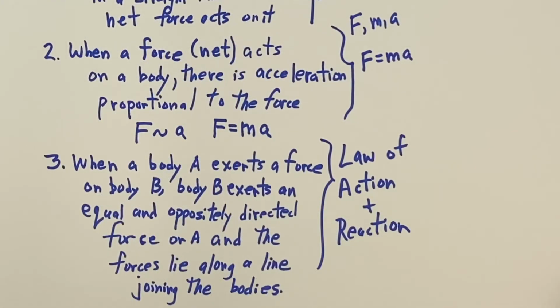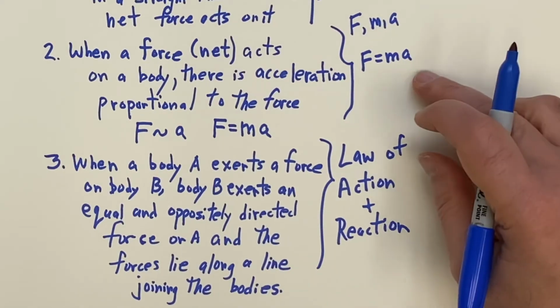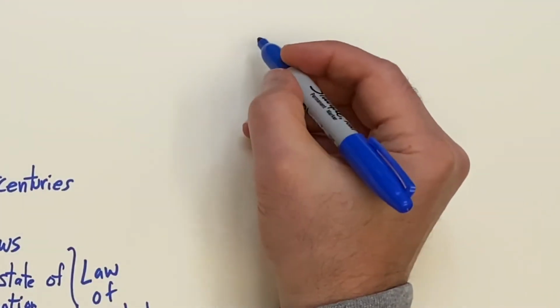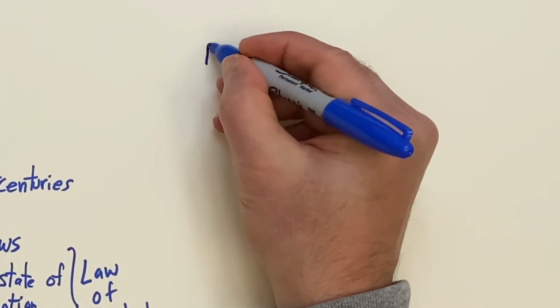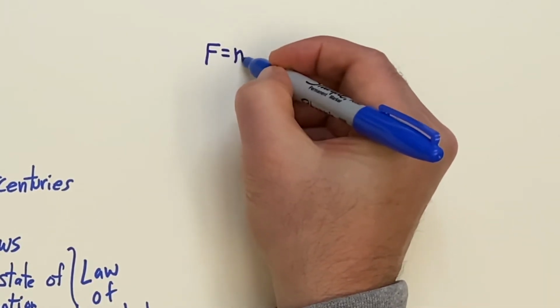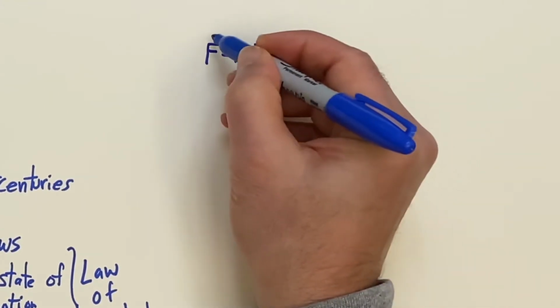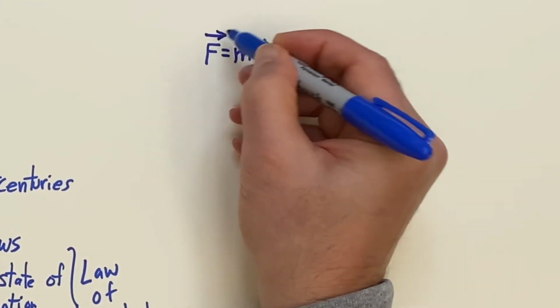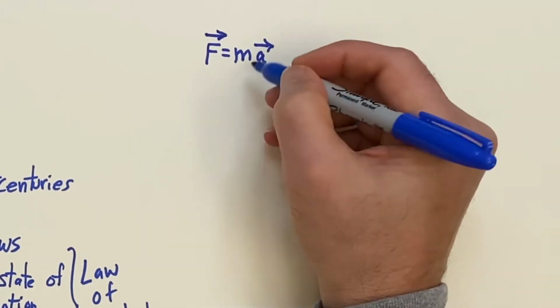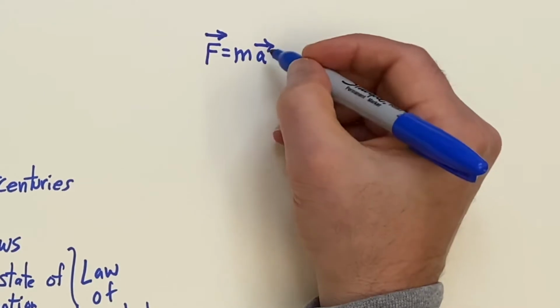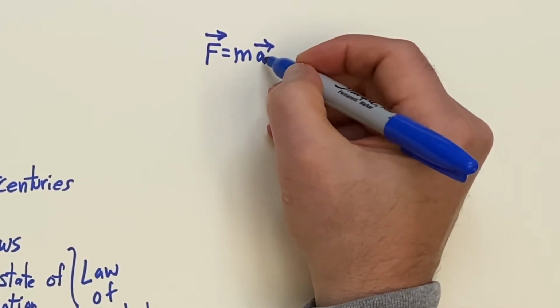I'd like to make a couple of comments about F equals ma. And the first thing is that since acceleration is a vector, we can put a vector sign over it, and that means force has to be a vector. Mass is a scalar. That's going to just have magnitude, but the acceleration has magnitude and direction.